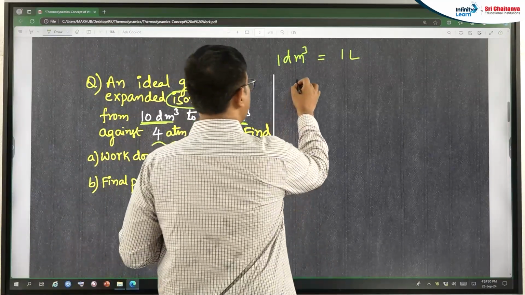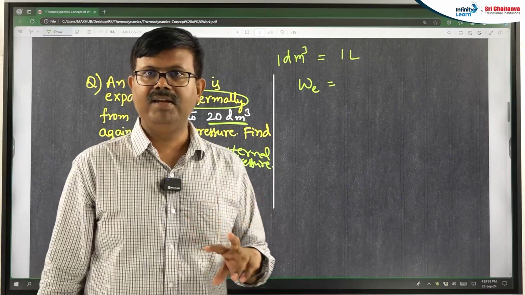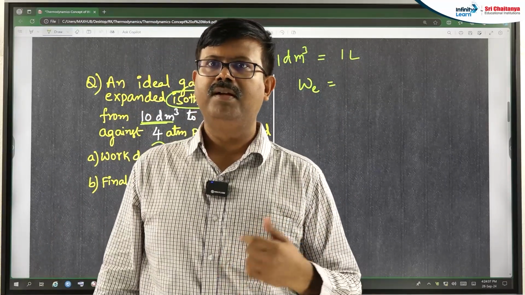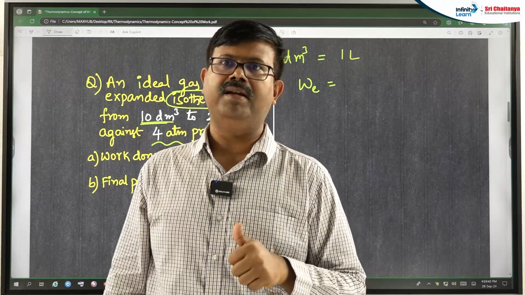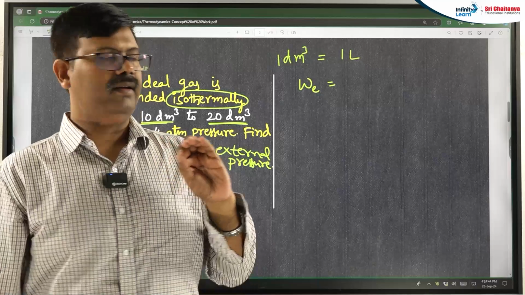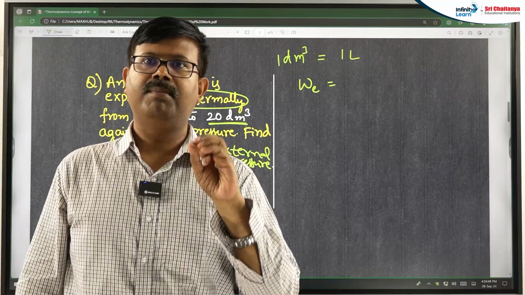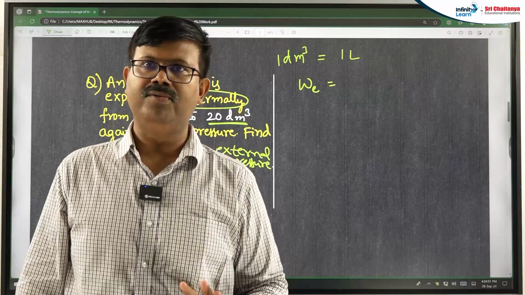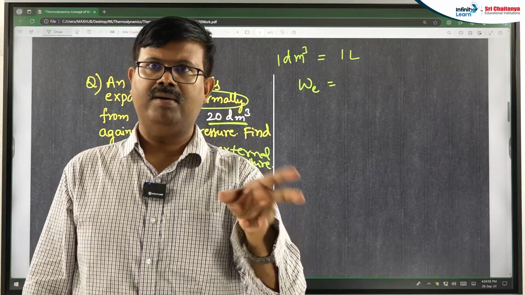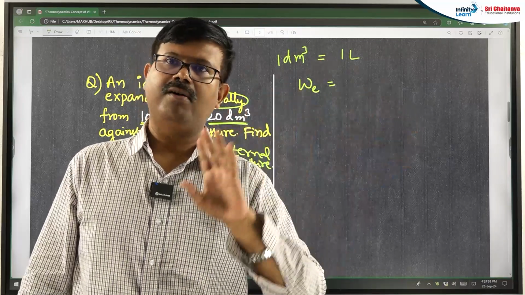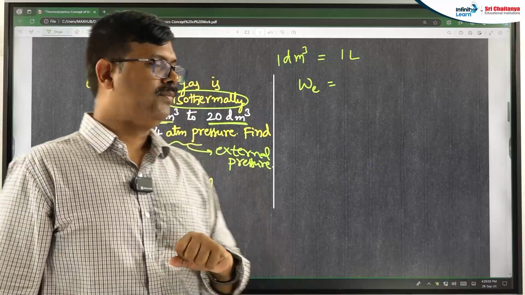So, here we know W_E, there are two formulas. One is minus P_external delta V in isothermal irreversible. Second formula is the logarithm formula. Which formula do we need to apply here? Remember, whenever we are dealing with an irreversible process, minus P_external delta V we have to use. Whenever we are dealing with a reversible process, isothermal of course, then the logarithm formula, log V2 by V1 formula we derived, that formula we have to use.